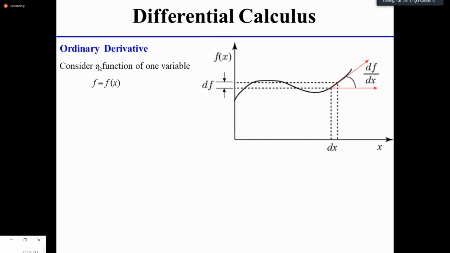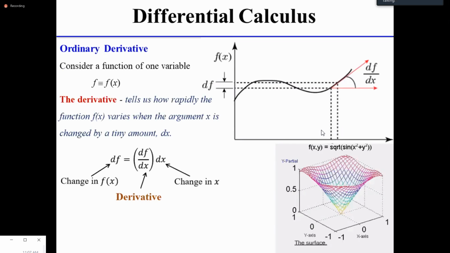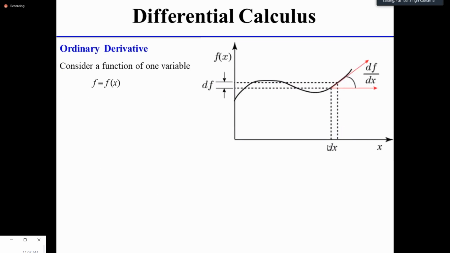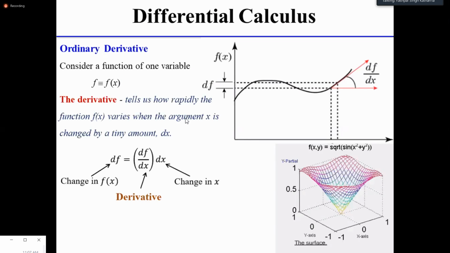So I then gave you a flavor of what an ordinary derivative is. Ordinary derivative represents how a function varies at a certain point with increasing or decreasing value of its argument like x. So df can then be written as df over dx multiplied by dx, where dx is the change in x, and df over dx gives you the rate of change.